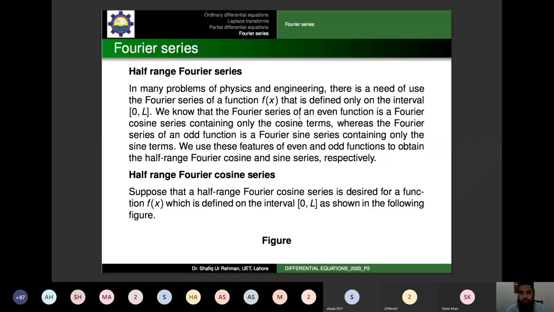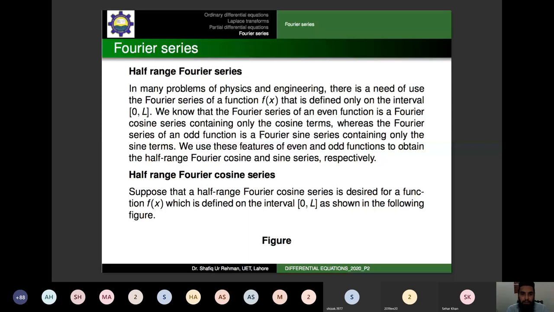We know that the Fourier series of an even function is a Fourier series that contains only cosine terms. So this is how it could be named as Fourier cosine series. Whereas the Fourier series of an odd function will involve only sine terms, so it could also be regarded as Fourier sine series. We use these features of even and odd functions to obtain the half-range Fourier cosine and sine series respectively.